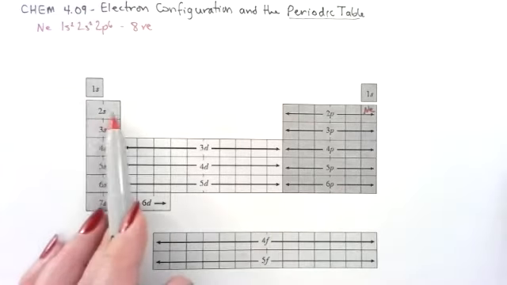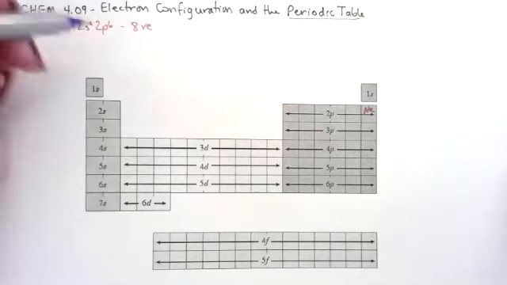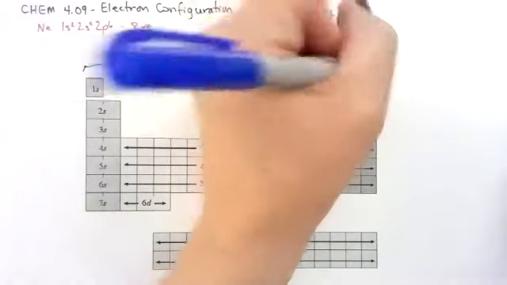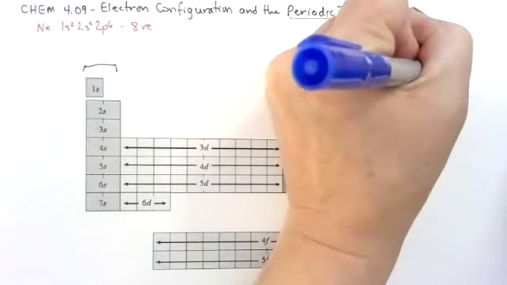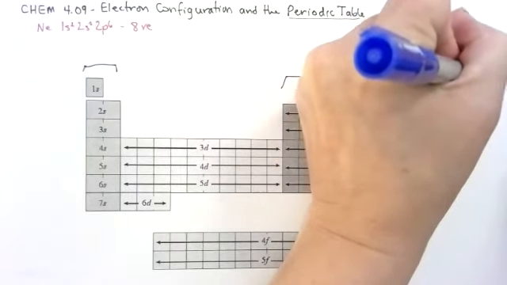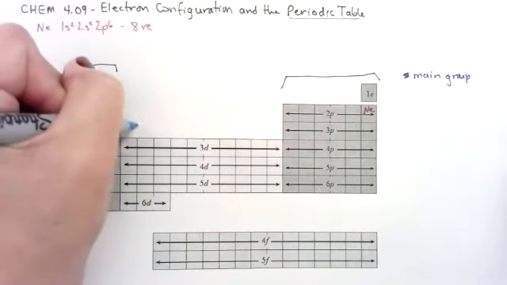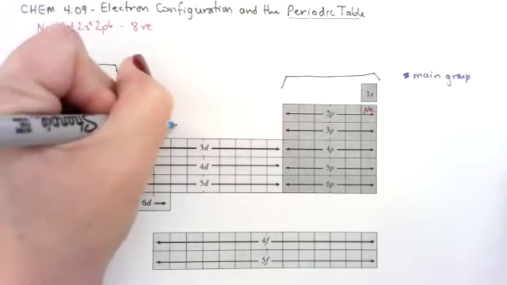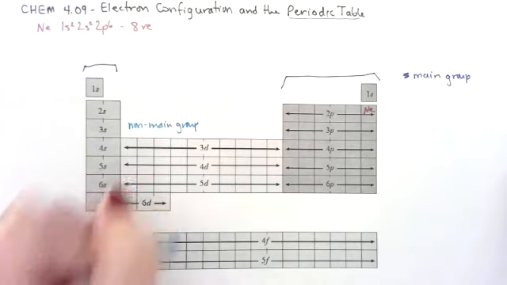Then we come down, and remember, these are main groups, just as a refresher. The main group is in blue. And here we have our inner transition metals. These are non-main group. We'll do these in light blue. And these are our rare earth metals. They're also non-main group.